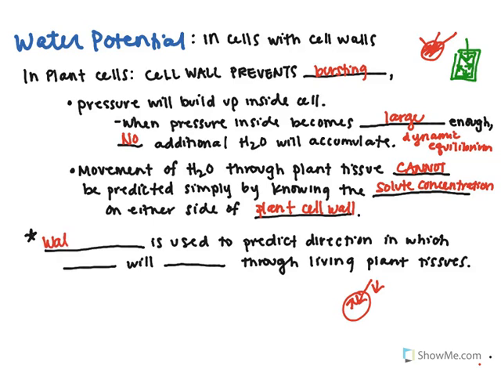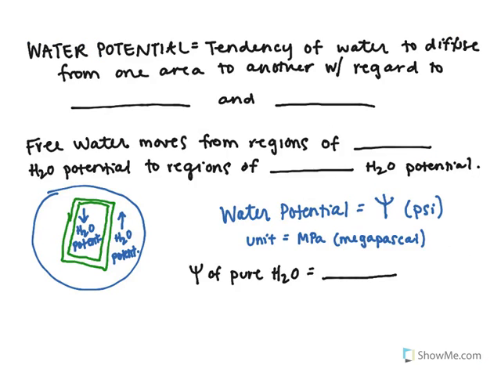So we use water potential to figure out which way water will flow into and out of plant cells. And it's used to predict the direction in which water will diffuse through living plant tissues. Water potential is the tendency of water to diffuse from one area to another. It takes into account solute concentration just like we're used to, but it also has to take into account physical pressure because of that pressure that the cell wall exerts.